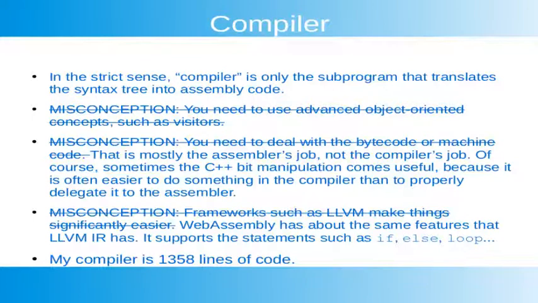So about the compiler. In the strict sense, the compiler is only the subprogram that translates the syntax tree into assembly code. So GCC, which developers outside of compilers would say GCC or Clang is a compiler. No, it's a program that includes the tokenizer, the parser, the semantic analyzer, and so on, and the compiler.